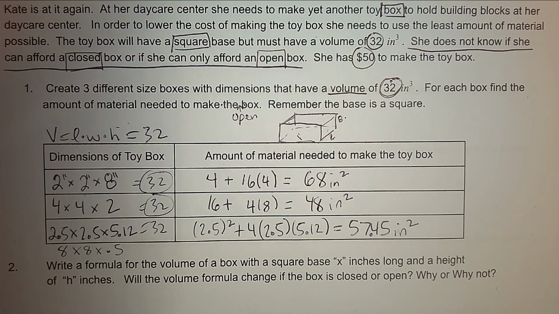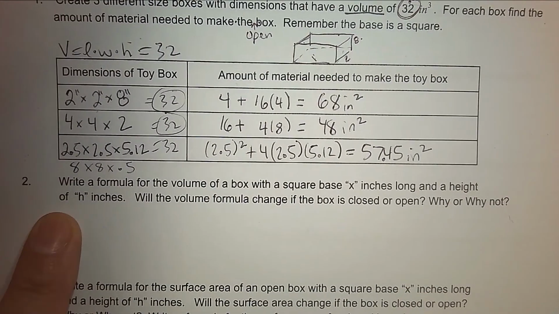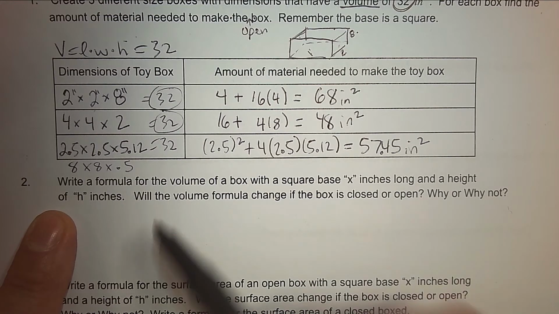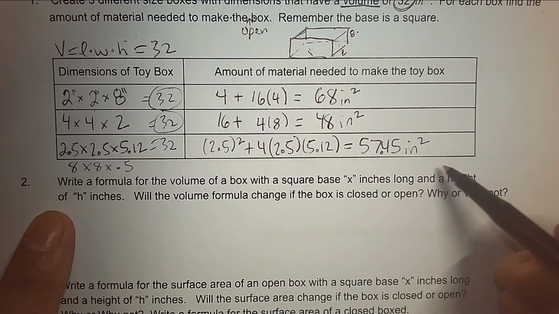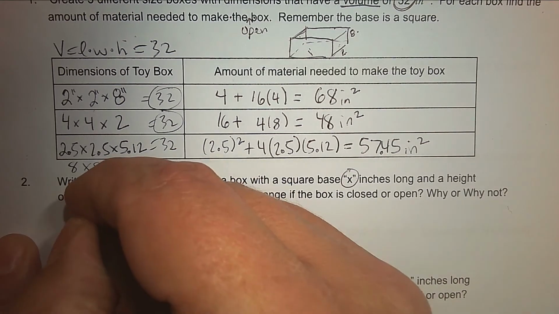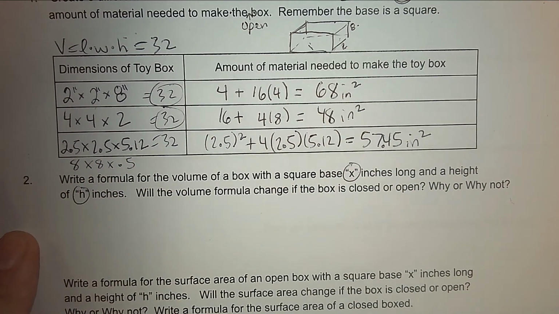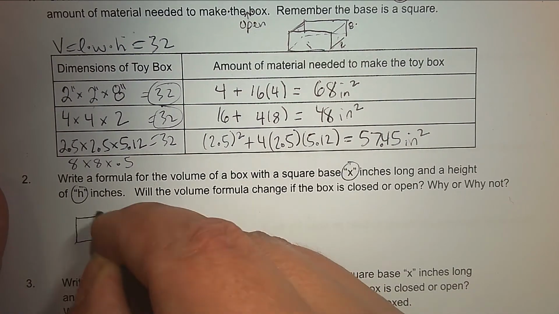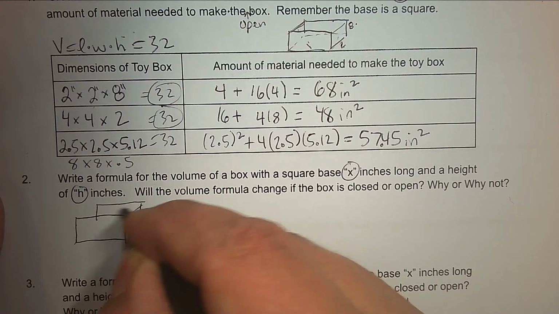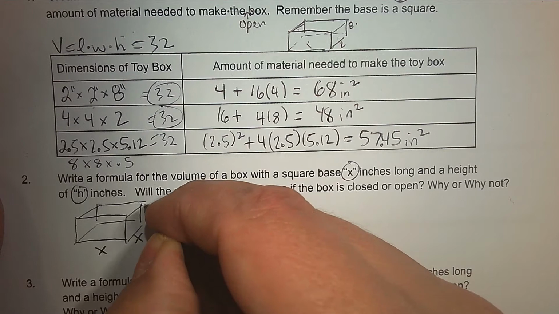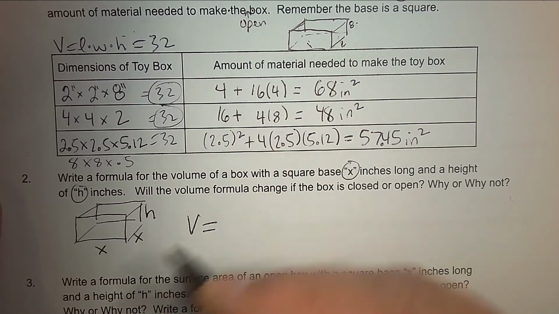All right, let's look at number 2. You ready, Pedro? Because I think you're looking at something else. You ready? All right. Write a formula for the volume of a box with a square base, x inches, and a height of h. So if you had a box, and your base is x, and your height is h, what would the volume of that box be?